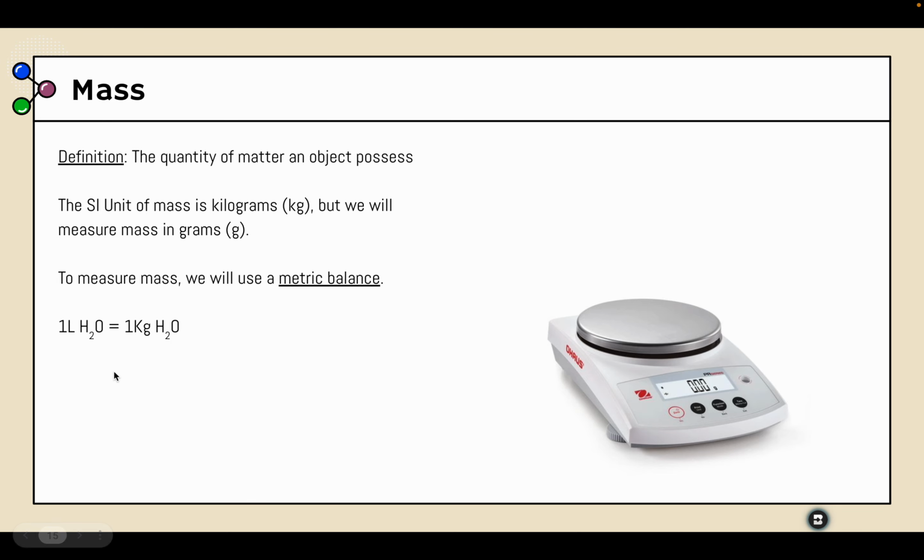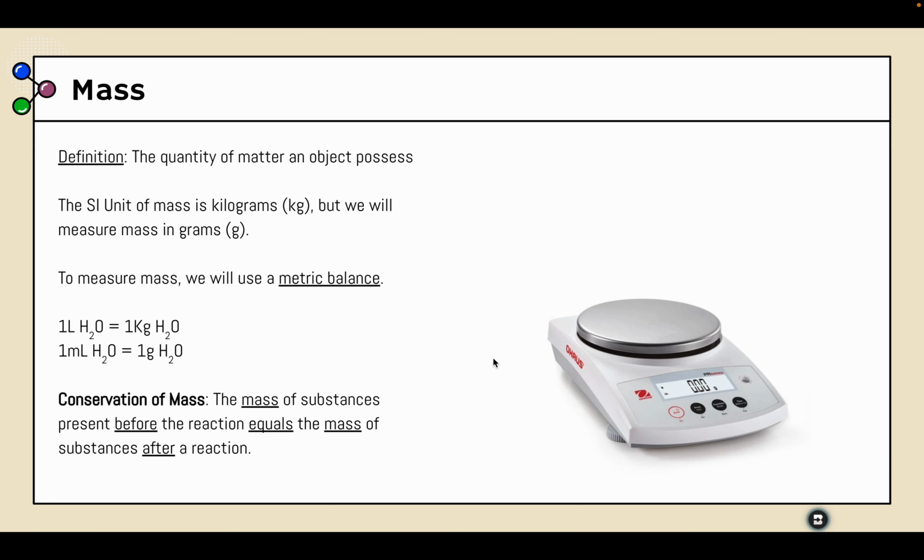Okay. Here's another important conversion factor. We're not going to talk about it very often. Again, here's another one. I'm not going to worry about this too much. However, star, underline, highlight this right here. In a chemical reaction, the mass of a substance before the reaction equals the mass after.